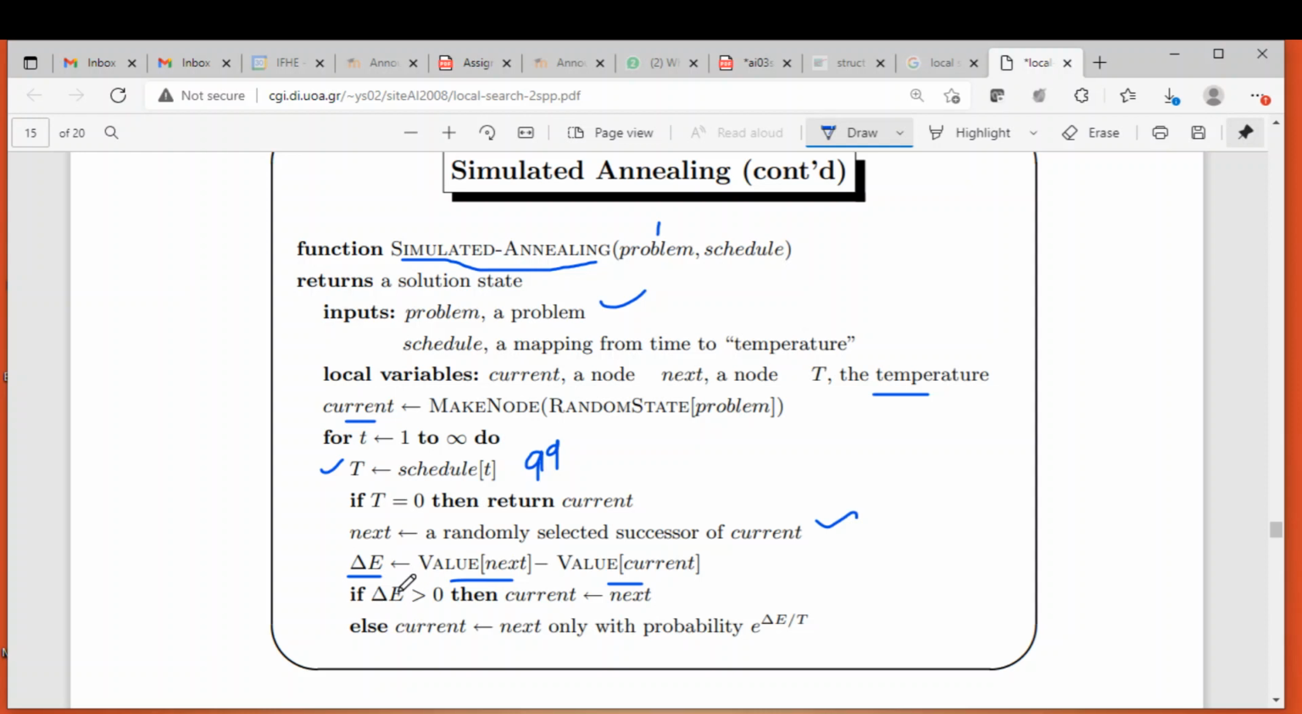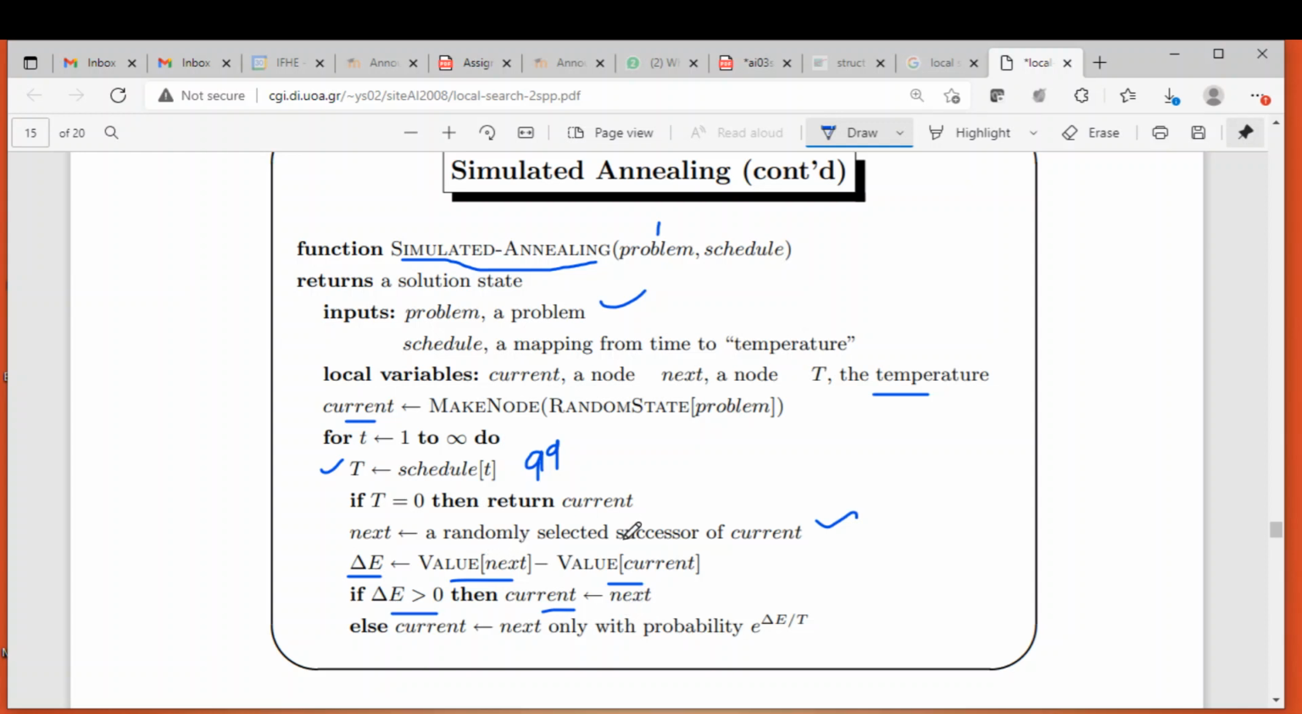If del E is greater than 0, what does it mean? We are subtracting next minus current, and that is stored in del E. So if del E is greater than 0, it means that the new state is better than the current state. If the new state is better than the current state, then just accept it. Then current is equal to the next state.